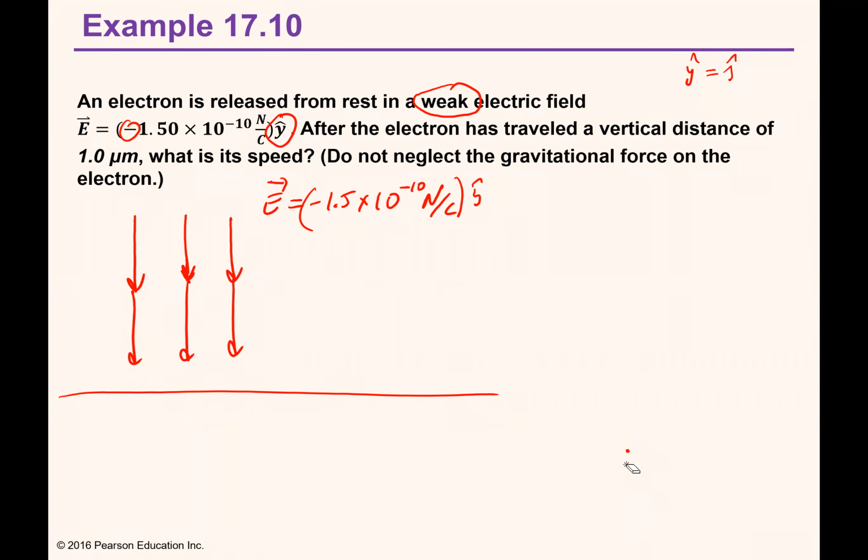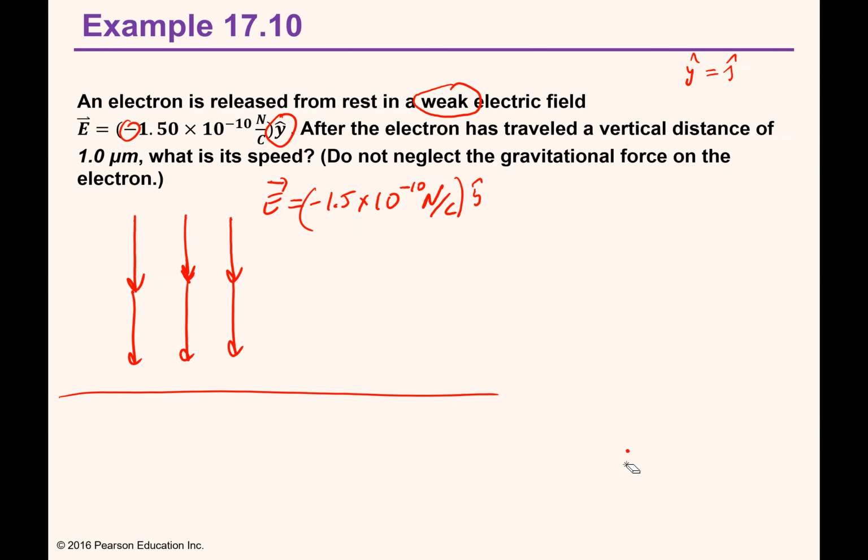Remember, any charged particle, electron, proton, or some combination of those, has mass, and there's a gravitational force acting on it. But the electric force is much, much stronger than the gravitational force, unless there is a very weak electric field exerting a very weak electric force. And when that electric force is comparable to the gravitational force, then we have to take it into account.